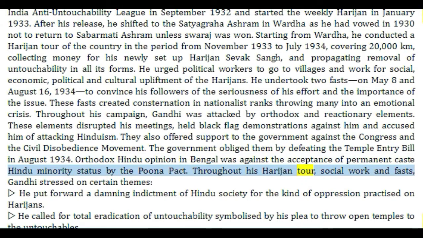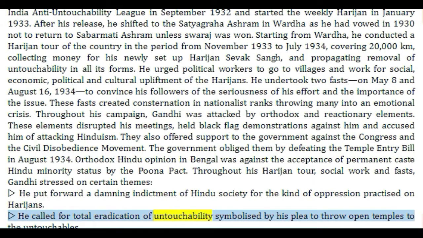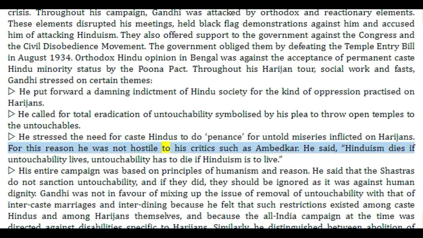Throughout his Harijan tour, social work and fasts, Gandhi stressed certain themes. He put forward a damning indictment of Hindu society for the kind of oppression practiced on Harijans. He called for total eradication of untouchability, symbolized by his plea to throw open temples to the untouchables. He stressed the need for caste Hindus to do penance for untold miseries inflicted on Harijans. For this reason he was not hostile to his critics such as Ambedkar. He said, "Hinduism dies if untouchability lives; untouchability has to die if Hinduism is to live."